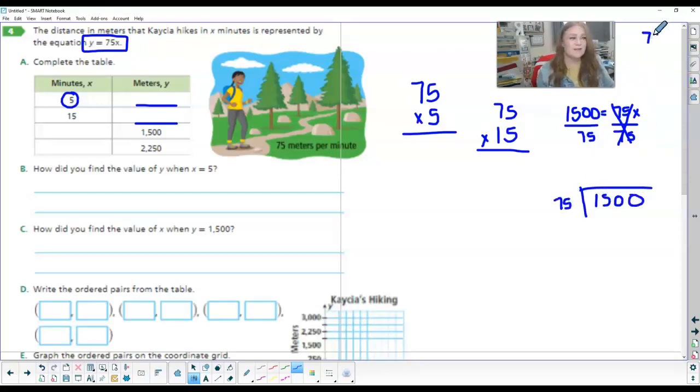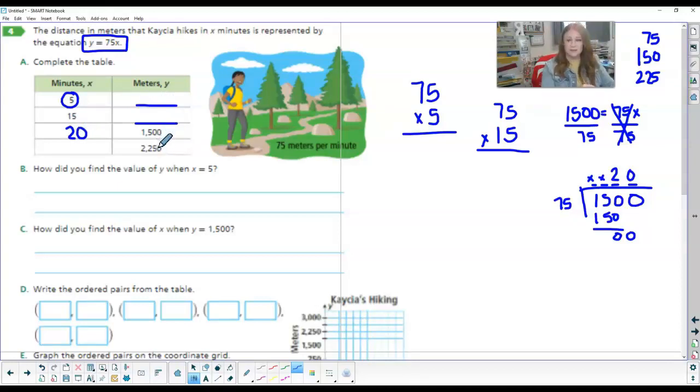So let's make a list of 75s. Another 75, right? Because I know 25 gets me to 100. 50 more is 150. So plus 50 is 200. And then I need 25 more, which is 225. So I need something above the 1, the 5, the 0, and the 0. I know it can't go into 1, can't go into 5, but look, it goes into 150 2 times. Perfect. And then we're bringing this down, and it can't go in there, so it goes in there perfectly 20 times. So if they go for 20 minutes, they go 1,500 meters.